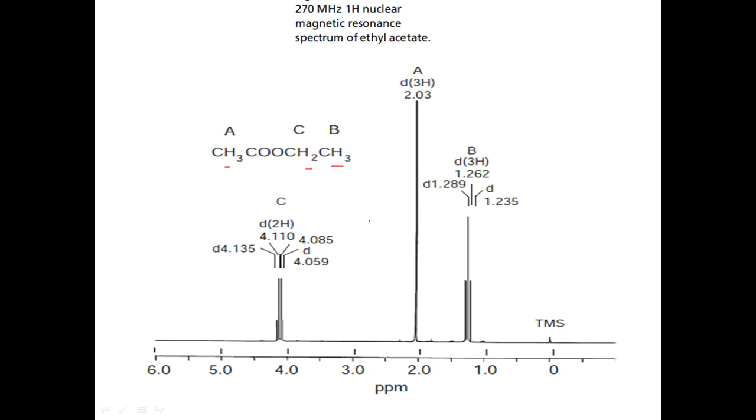So this CH3 is at the upfield, which is near to TMS. It shows a triplet because it is adjacent to a methylene group, 2 protons, so it gives 3 lines. The CH2 is attached to oxygen, an electronegative group, so it goes to downfield shift. So here it shows 4 lines, a quartet, due to its interaction with 3 protons. That gives you 4 lines in the NMR signal.